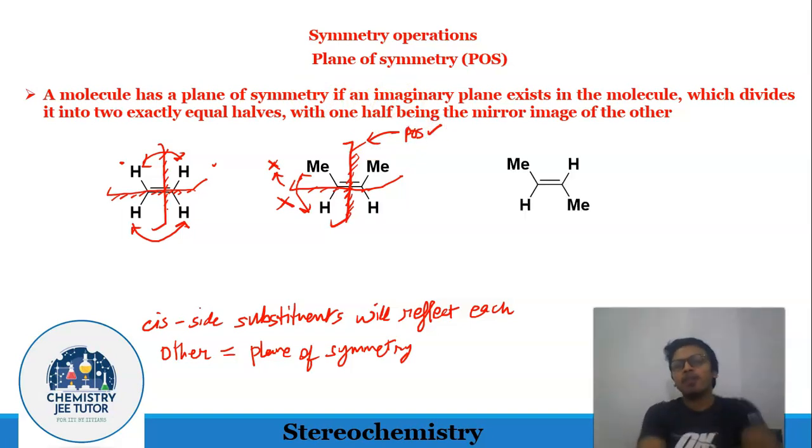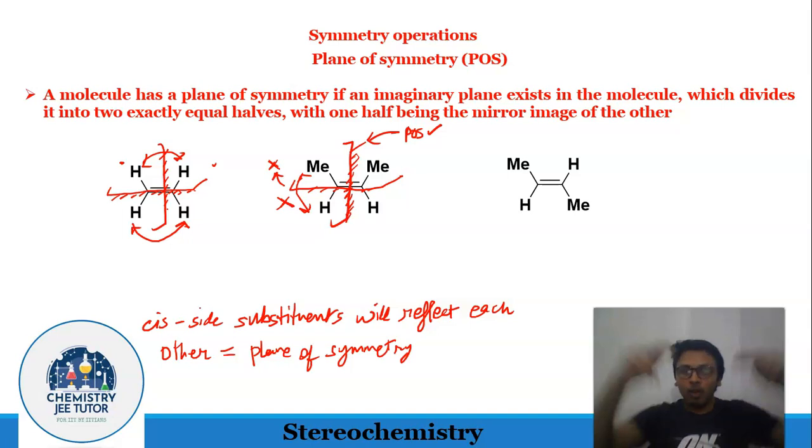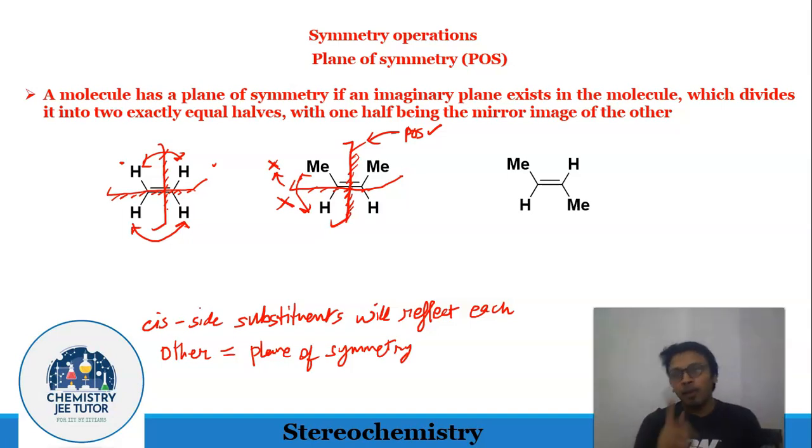Now tell me what plane of symmetry will this have. I told you if I draw a plane through the middle of the double bond, it will reflect the cis side substituents. Here on the cis sides, there is methyl and hydrogen in both cases, at the top and also below. But this is a plane of symmetry. You tell me how this is a plane of symmetry. Remember when I was talking about water, I told what?